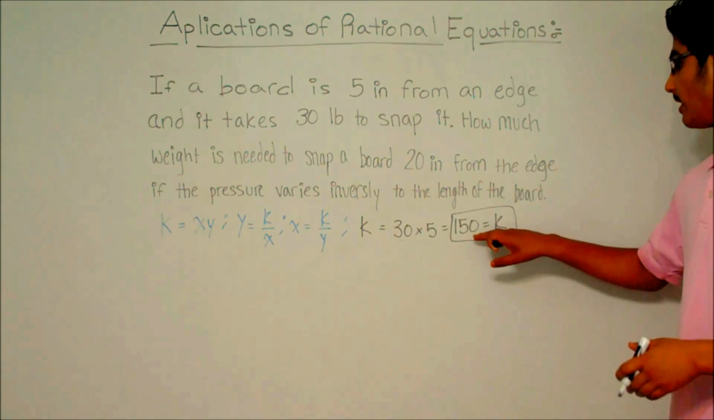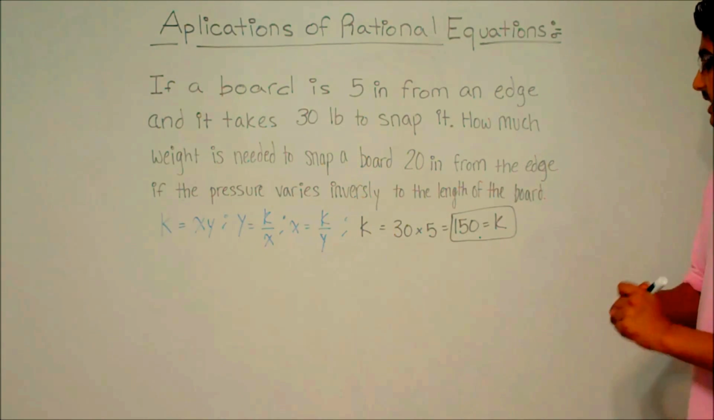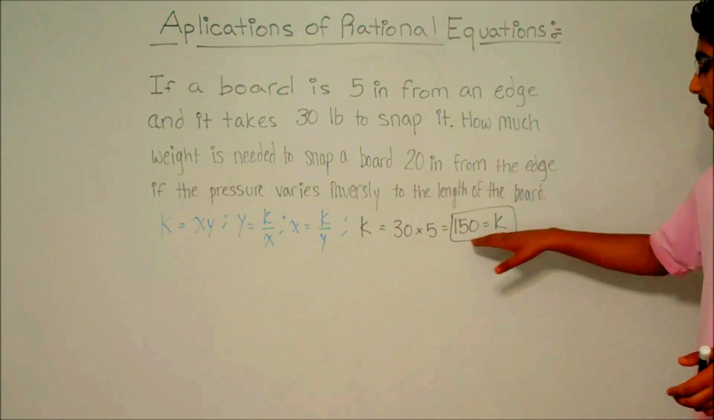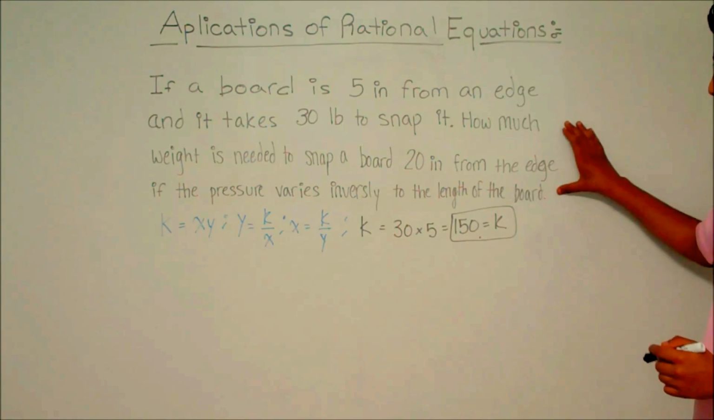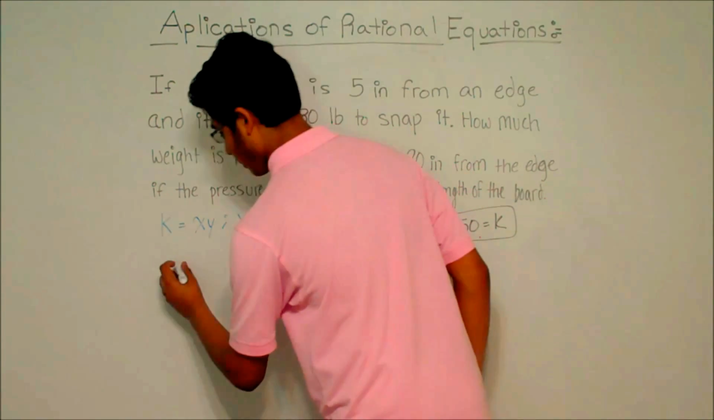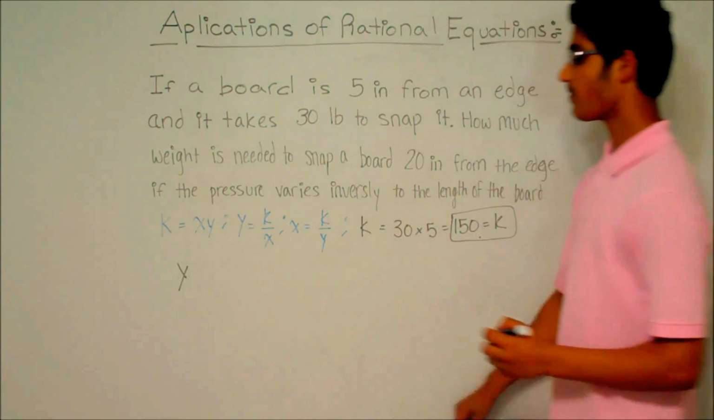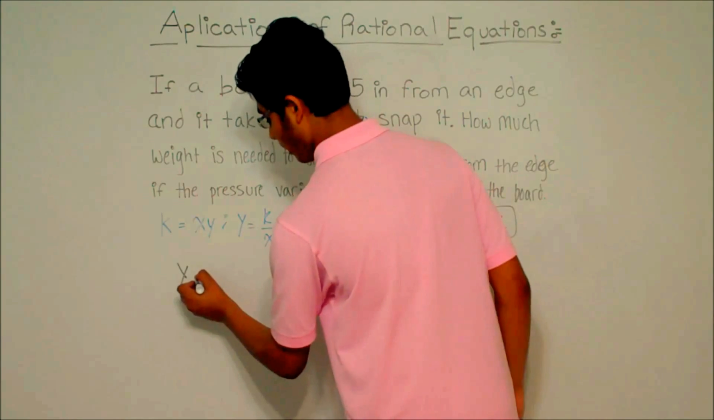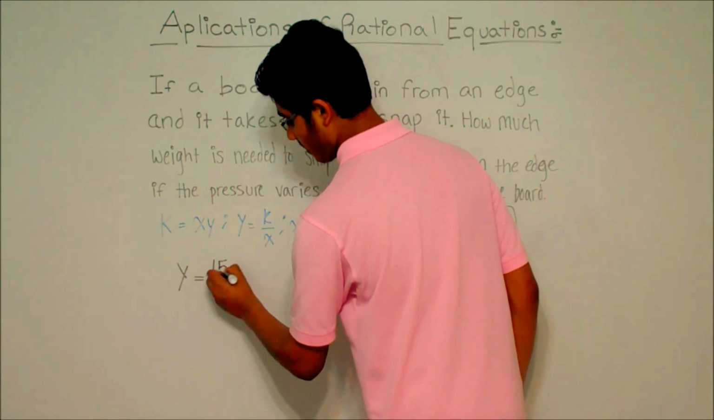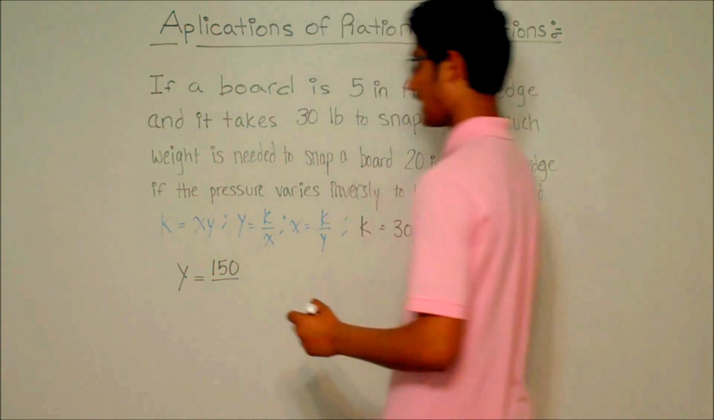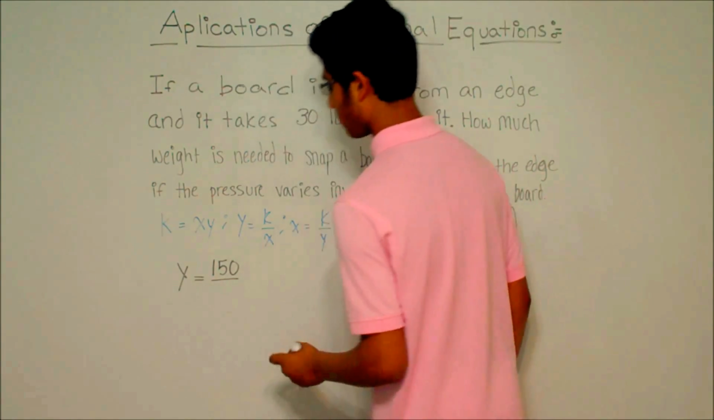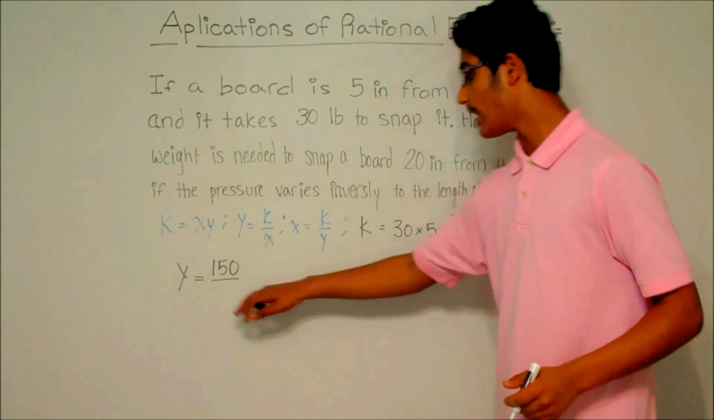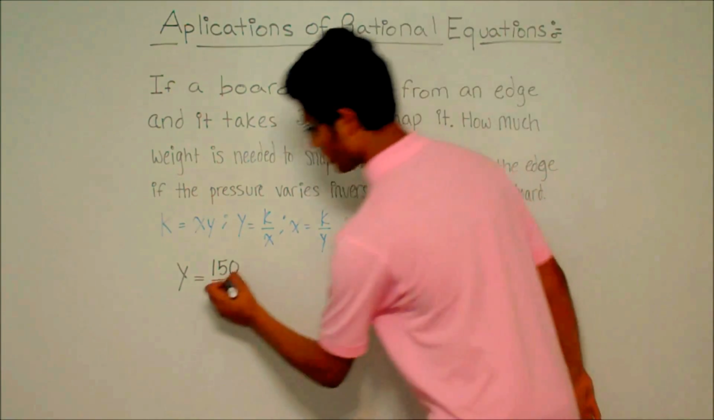Now that we have the constant value, we can use this in our equation to solve for the actual answer, because we know this value will never change because it's the constant value in this problem. Here we're going to solve for y. Or sorry, y is going to be the pressure because we're trying to find the pressure. So y is equal to 150 over the length of the board, which is 20.